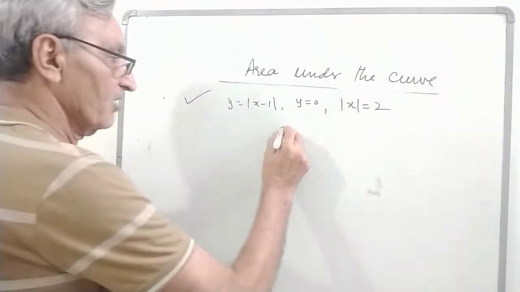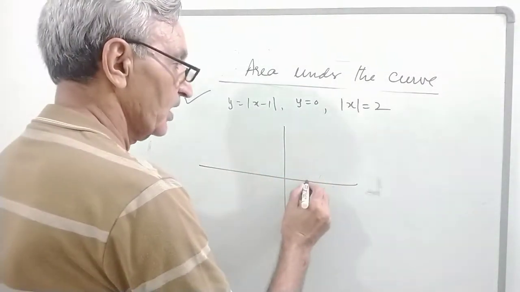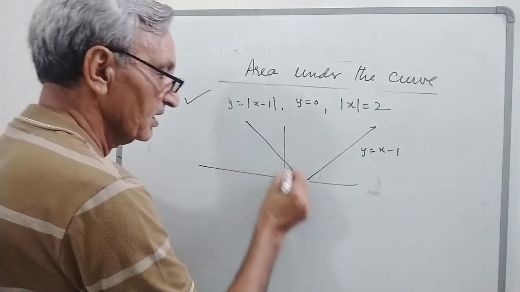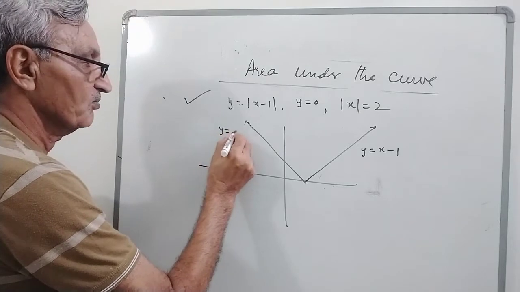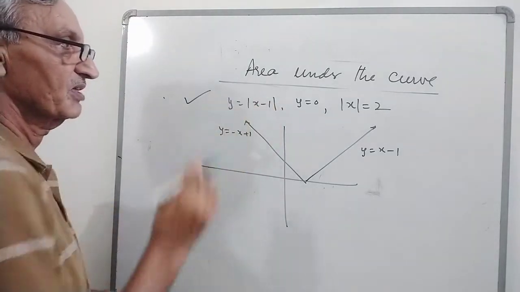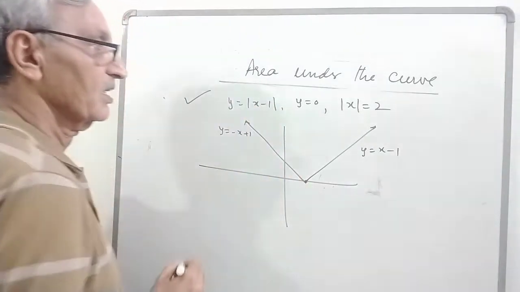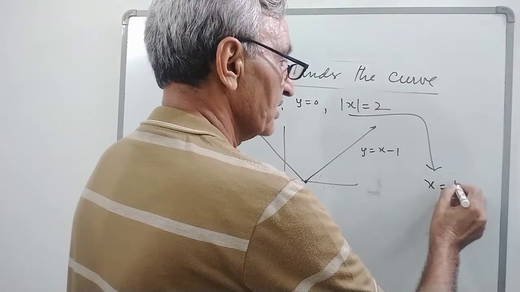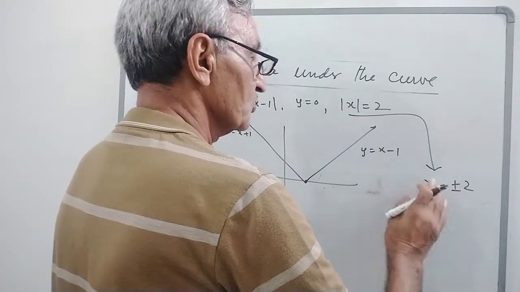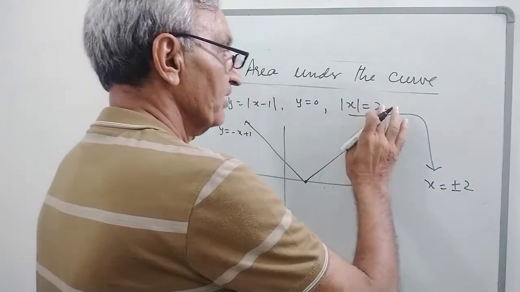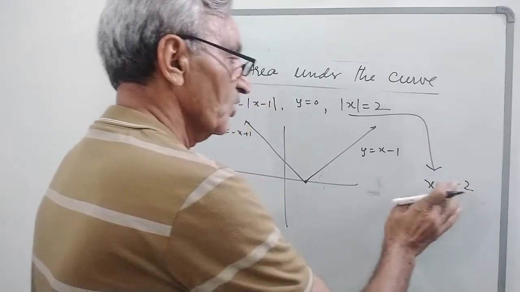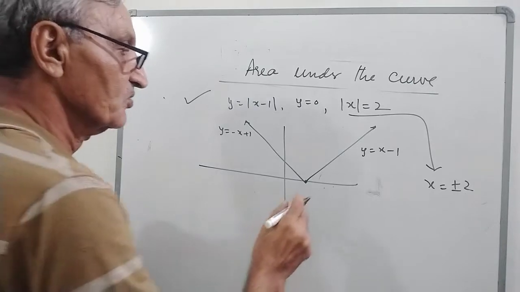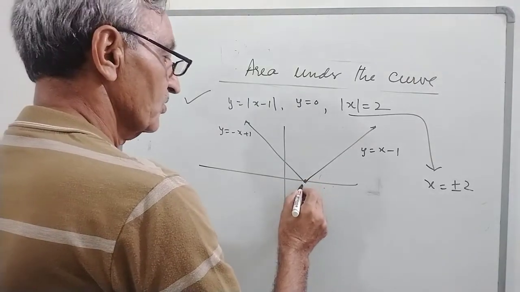First of all, draw the graph. Here y is equal to x minus 1, and here this is y is equal to minus x plus 1, the minus of this. Modulus of x is equal to 2 means x is equal to plus or minus 2, either 2 or minus 2. So x is equal to 2. This was here 1, 0.